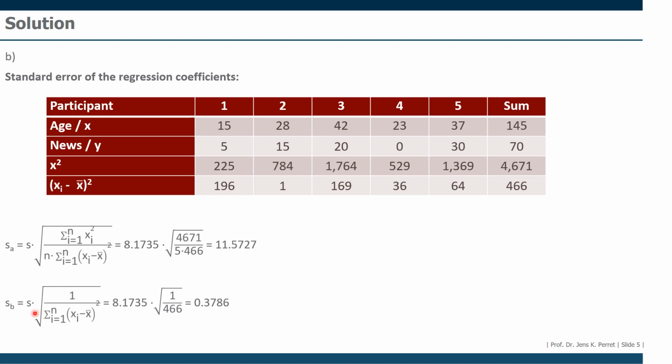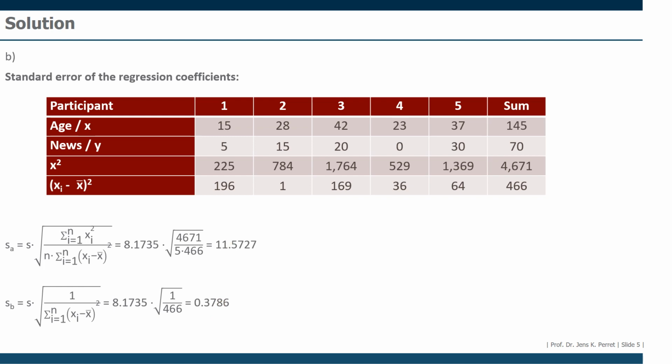Here the standard error is defined as standard error of the regression times square root of 1 divided by the sum of this last term. Well, here, therefore, under the square root, I get 1 divided by 466, and I multiply this with the standard error of the regression, yielding me in the end a standard error for the slope of 0.3786. So I have my two standard errors here.